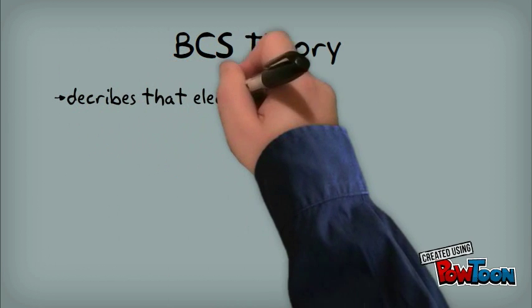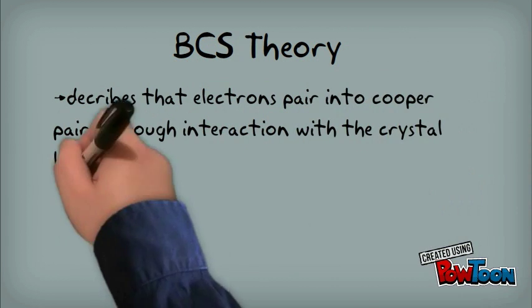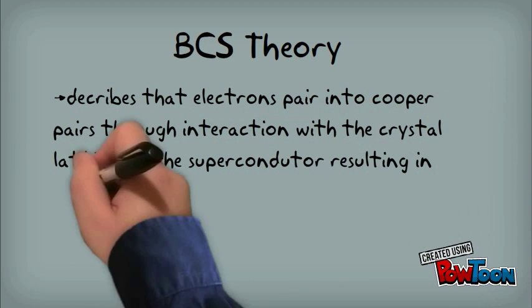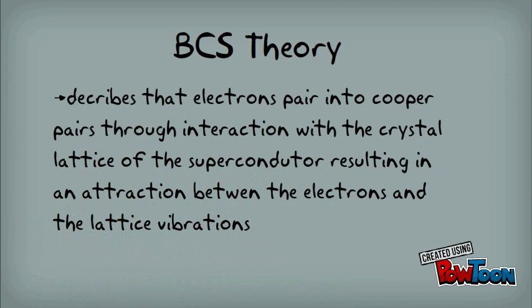The BCS theory describes that electrons pair into Cooper pairs through interaction with the crystal lattice of the superconductor, resulting in an attraction between the electrons and the lattice vibrations.